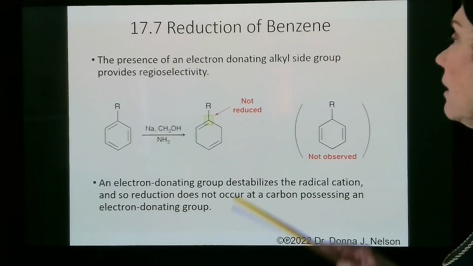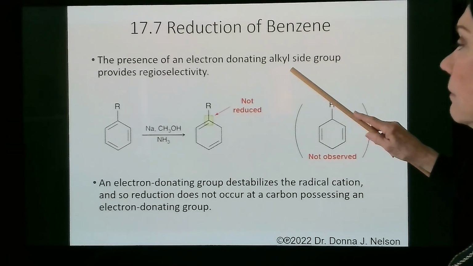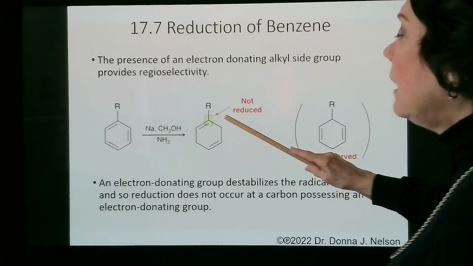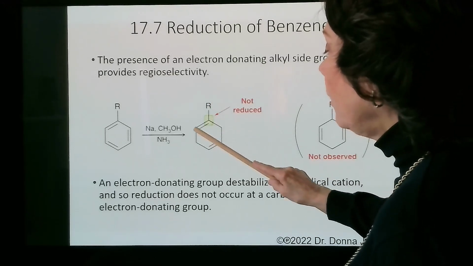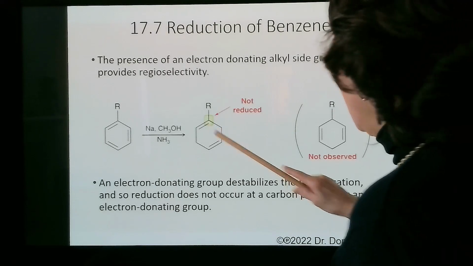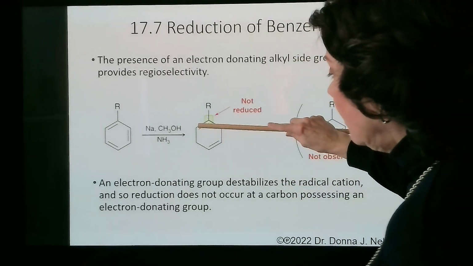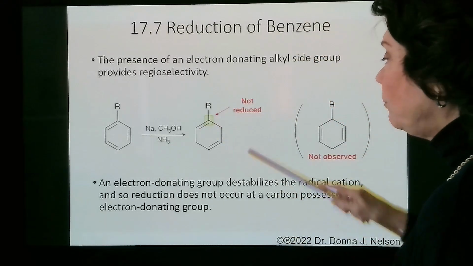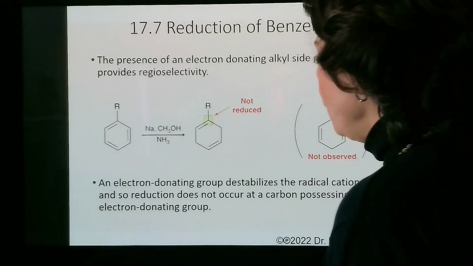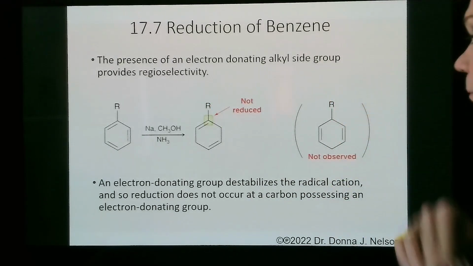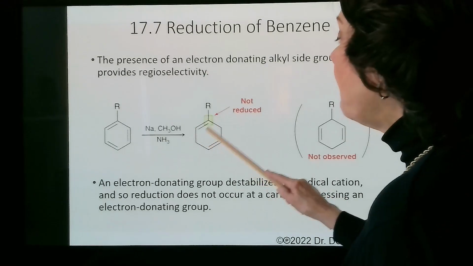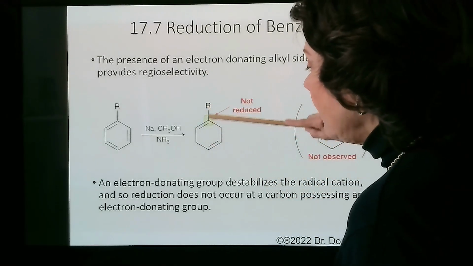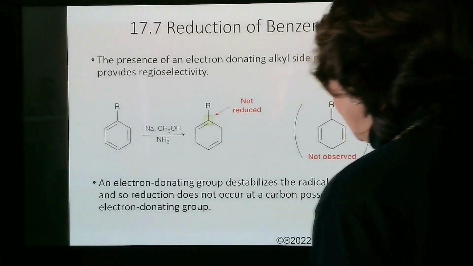The presence of an electron donating alkyl group means that that alkyl group will be attached to one of the double bonds in the product. This is because the alkyl groups are electron donating. And remember that the more highly substituted a pi bond is, the more stable it is. And so this is the more stable pi bond that has the electron donating substituent attached to it.